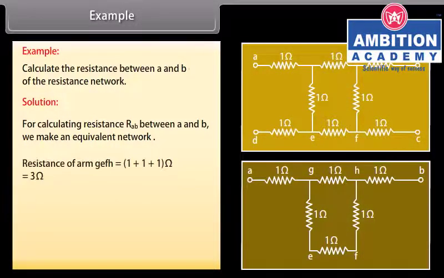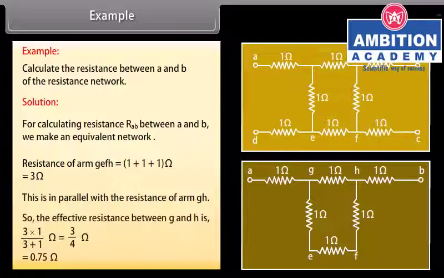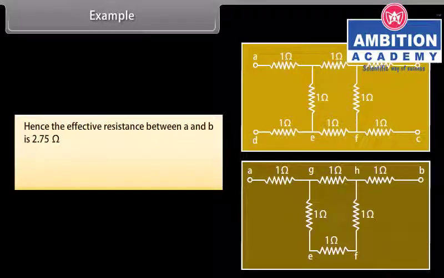Now we calculate the resistance of arm GEFH, which is equal to (1 + 1 + 1) = 3 ohm. This is in parallel with the resistance of arm GH. So, the effective resistance between G and H is equal to 0.75 ohm. Hence, the effective resistance between A and B is RAB = 1 + 0.75 + 1 = 2.75 ohm.